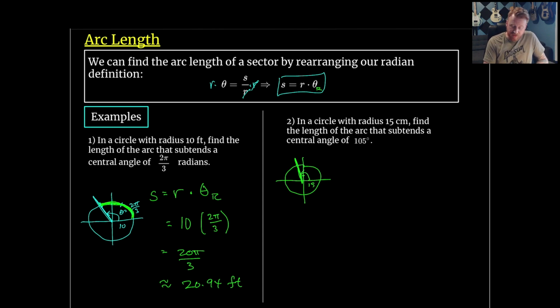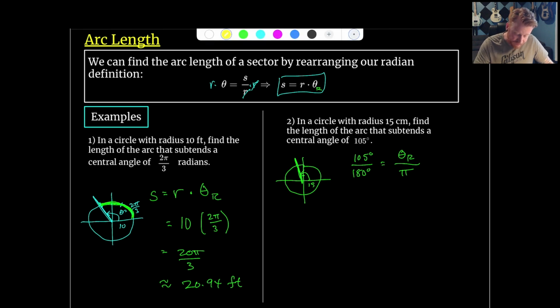Before we can do this, we need to get the angle measure in radians instead of degrees. So we're going to set up that proportion that we looked at earlier. 105 degrees is to 180 degrees as the measure in radians is to just pi. Remember that 180 degrees and pi are the same measure. So here we will multiply both sides by pi.